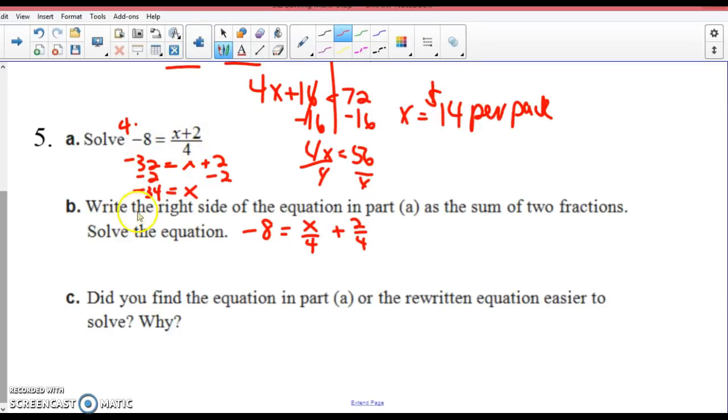This is x plus 2 divided by 4. That's the same as x divided by 4 plus 2 divided by 4. And then solve the equation. Well, look, wouldn't I still multiply the whole entire thing, or both sides, by 4?